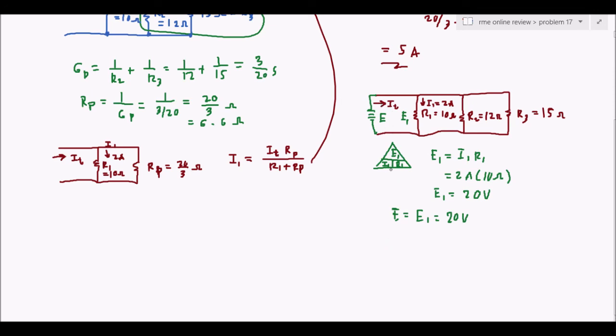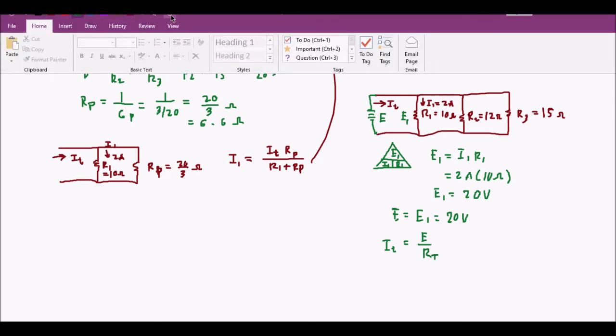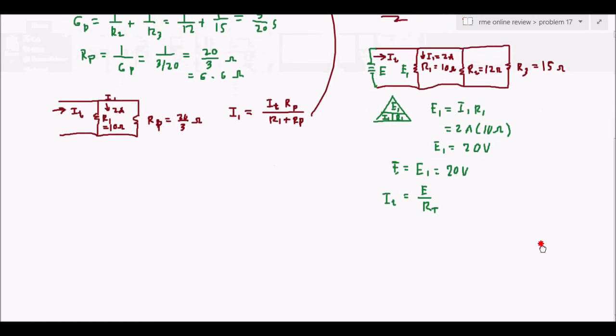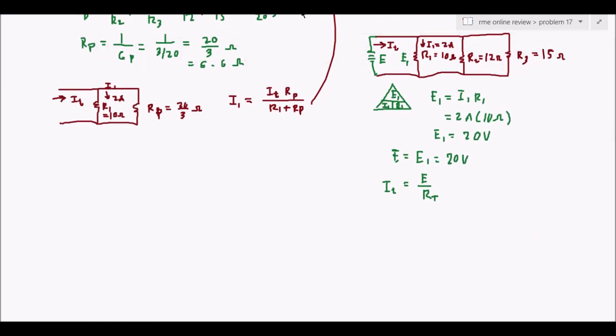So now we can get our total current by using Ohm's law. If we cover I here, we just have it as IT. So IT is equal to E over RT. We have our E, and we are now trying to find RT in order to solve for the total current. Okay, so how to solve for RT? That is just another problem in solving the total current.